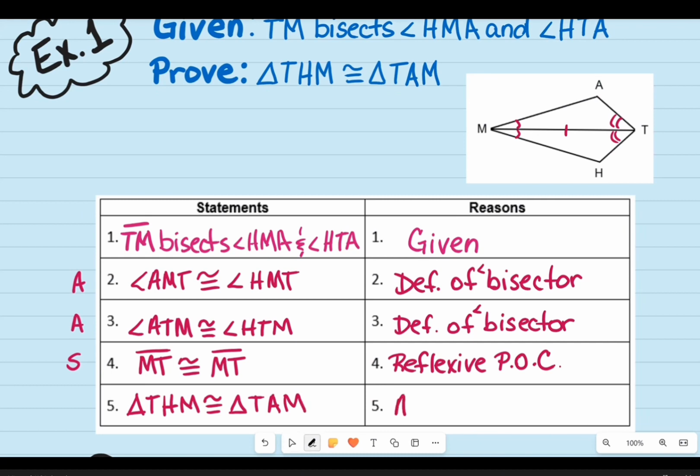And now I just have to tell the reason why I think that's true. Based off of what I've annotated on the figure, it's because of ASA, which is angle, side, angle. And the steps that I used to prove it were 2, 3, and 4.